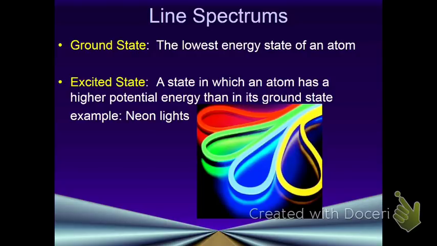We talked earlier about the ground state. We talked about the electron coming from the ground state, absorbing energy, and jumping up to the excited state. So the ground state is the lowest energy state of an atom, and the excited state is the state at which the atom has higher potential energy. In other words, it's absorbed energy and jumped up to a higher energy level. And it stays up there, but then, of course, what goes up must come down, and so it falls back down into the ground state. An example of that is neon lights, and that's why we see the bright neon lights.